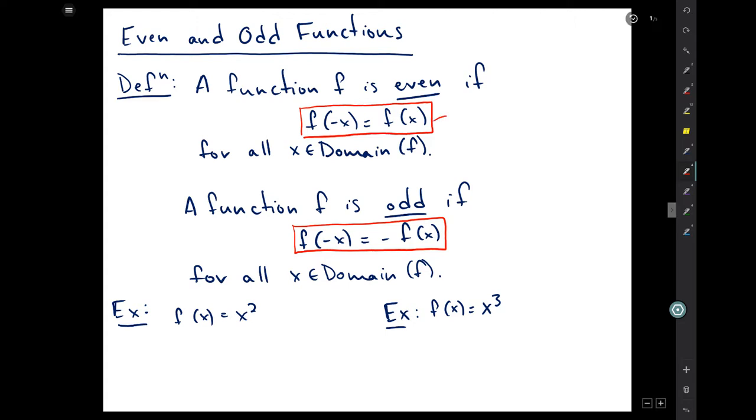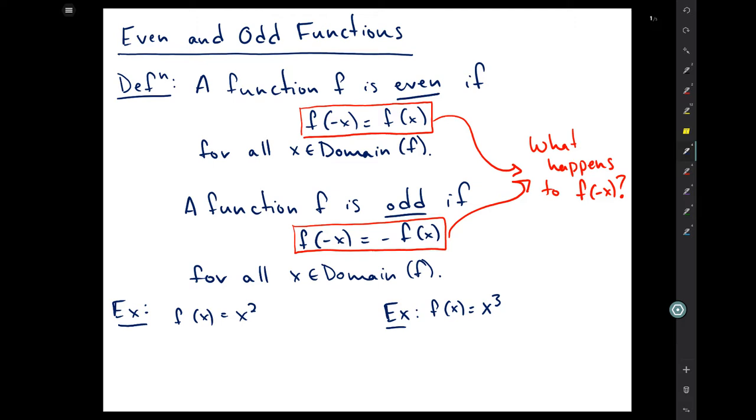So the thing that both of these definitions have in common is the answer to this question: what happens when I plug in minus x to my function? And if either of these very specific two things happen, either you simplify to your original function or you simplify to negative your original function, then we say that the function is either even or odd. So here are two basic examples.